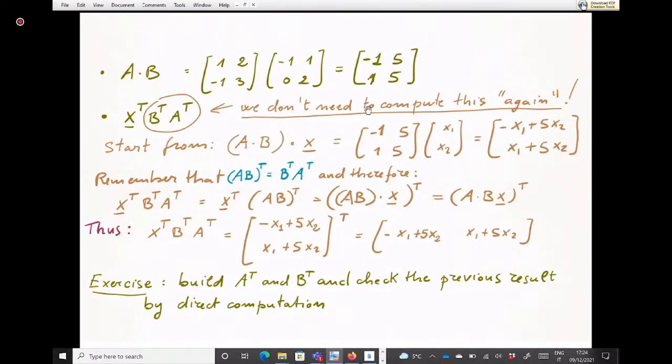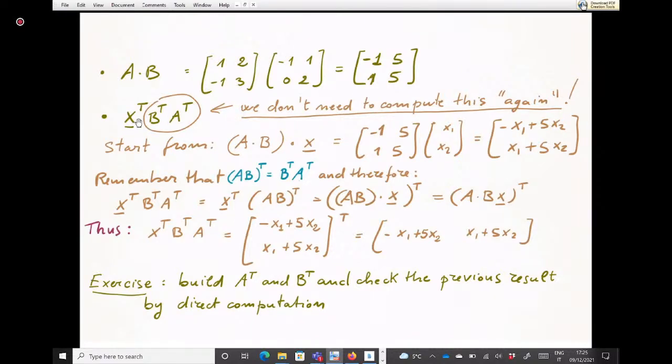A times B, just the matrix product. The two matrices are A and B, and the result is minus 1, 5, 1, 5. Remember that the product between matrices is just row by column. For instance, this element in position 2, 1 is the product of the second row of the first matrix times the first column of the second matrix. Okay?